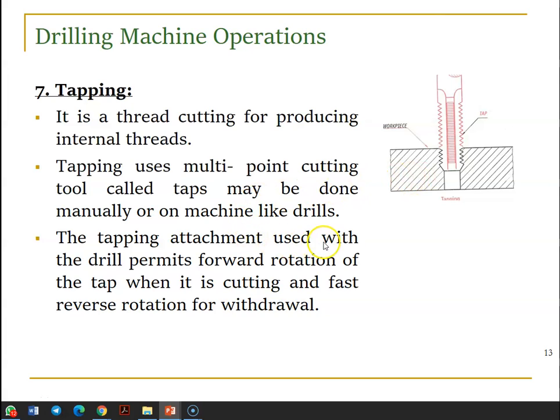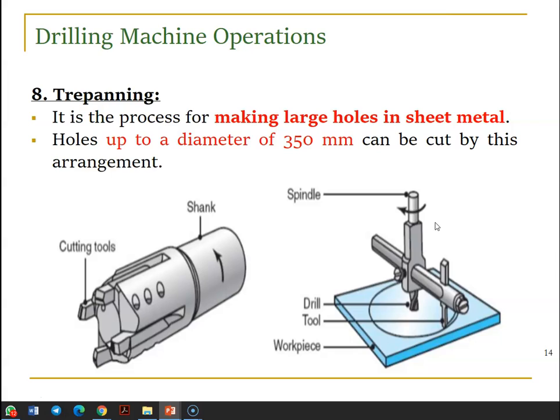The tapping attachment used with the drill permits forward rotation of the tap when it's cutting and fast reverse rotation for withdrawal. So we have a special attachment called the tapping attachment. Once we connect the correct tap to the tapping attachment and rotate it, the tool will automatically insert. Right?